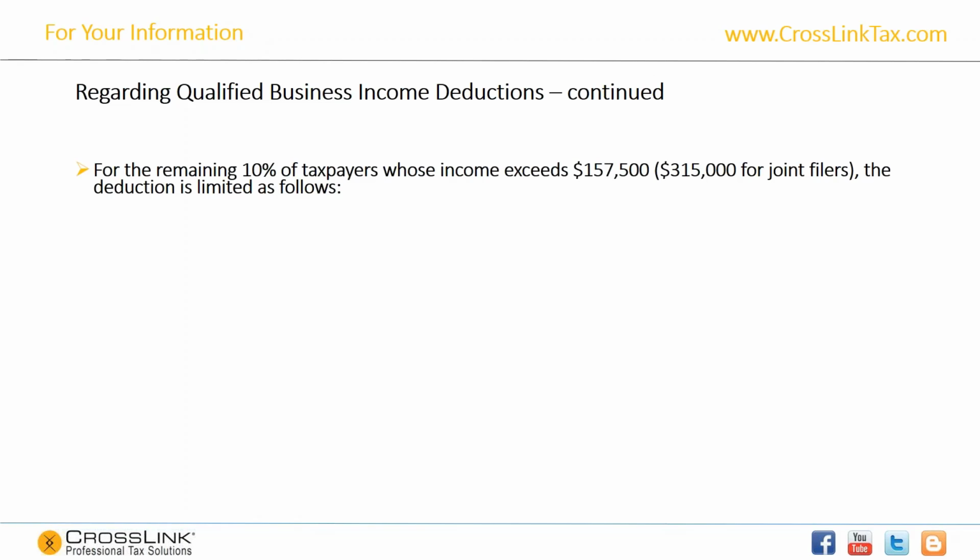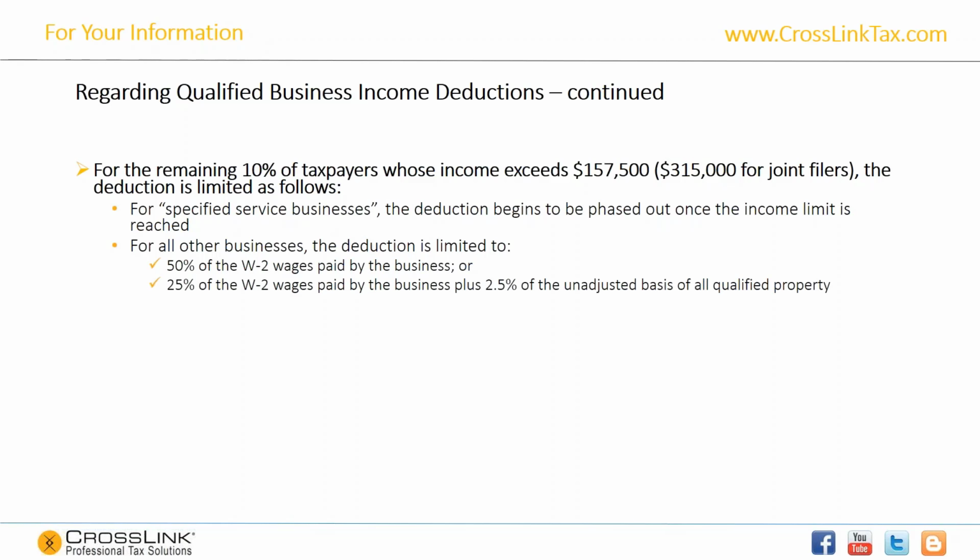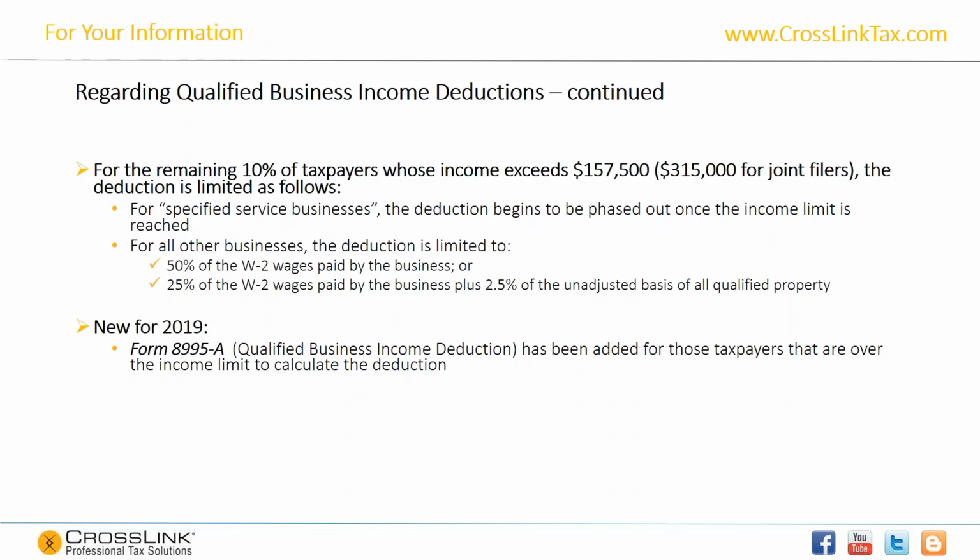Continuing on with regard to qualified business income deductions, for the remaining 10% or so of taxpayers whose income exceeds $157,500, or $315,000 for joint filers, the deduction is limited as follows. First of all, for specified service businesses, the deduction begins to be phased out once the income limit has been reached. On top of that, for all other businesses, the deduction is limited to 50% of the W-2 wages paid by the business or 25% of the W-2 wages paid by the business plus 2.5% of the unadjusted basis of all qualified property. Now, what's new for 2019 is Form 8995-A, the qualified business income deduction form, which has been added for those taxpayers that are over the income limit to calculate the deduction.